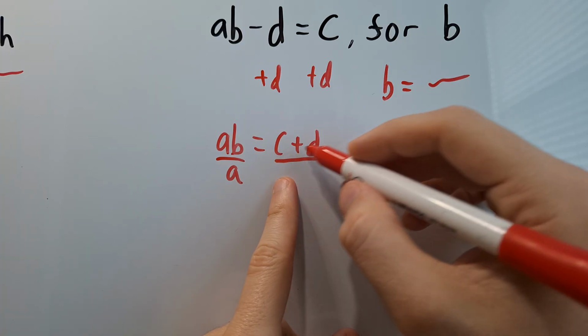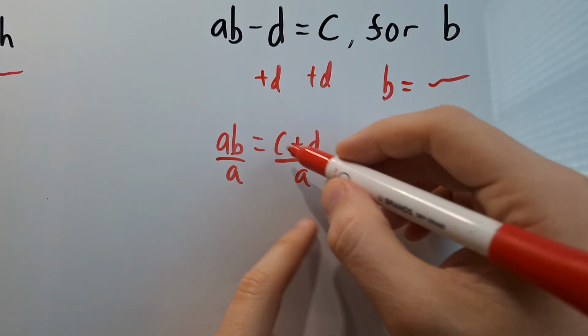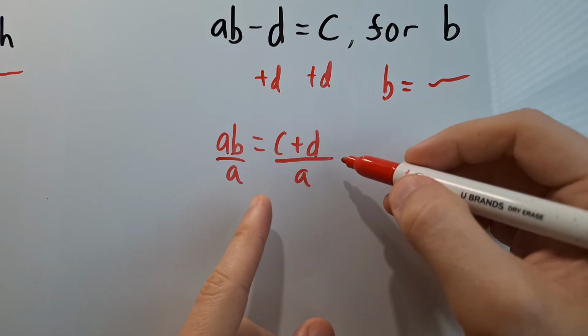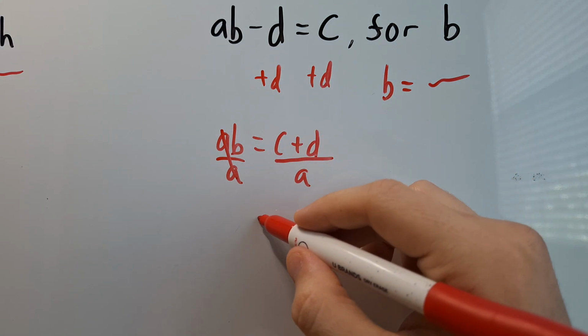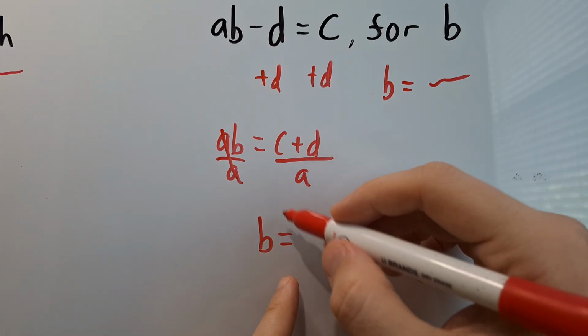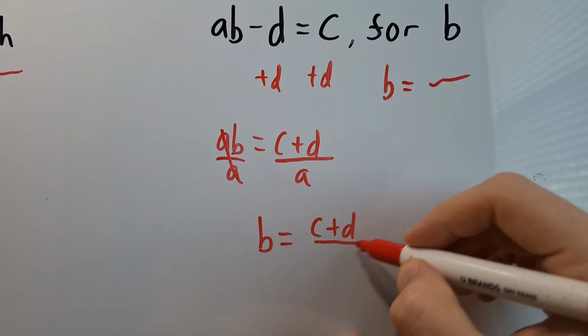Ideally, what you're going to do is divide the entire right side by a rather than dividing each individual term. It just looks a little bit cleaner that way. So now we've got b equal to c plus d, divided by a.